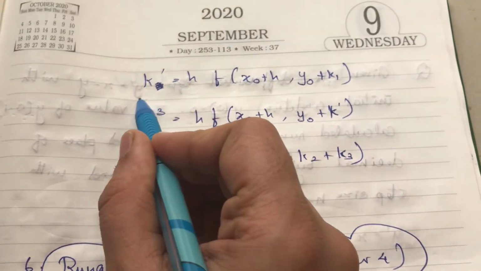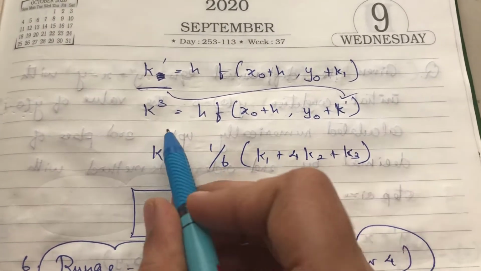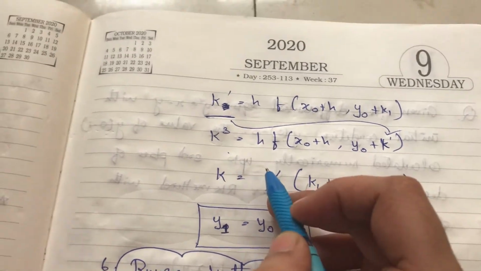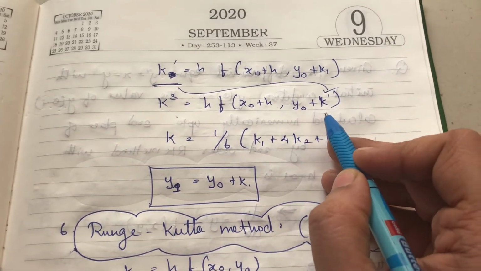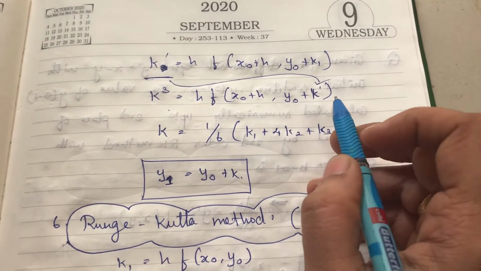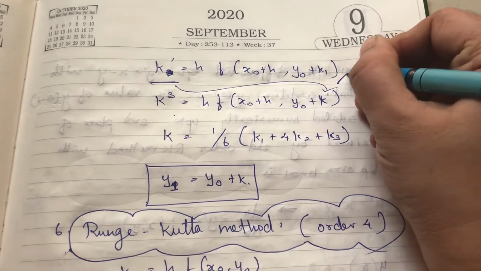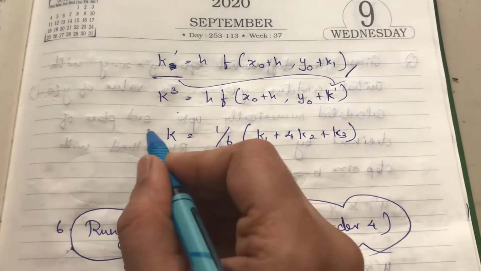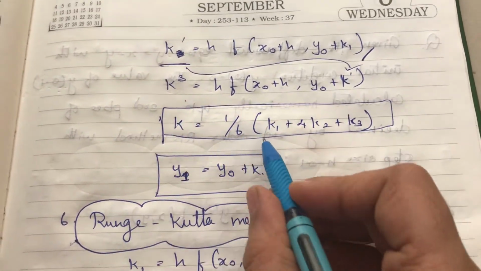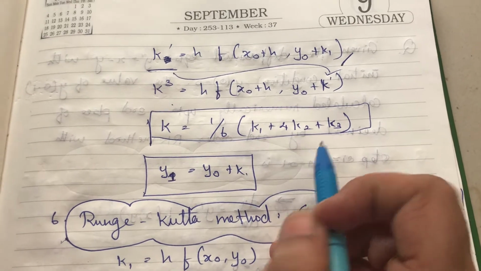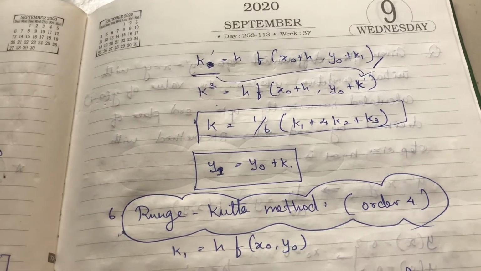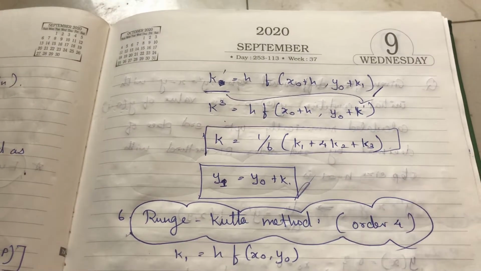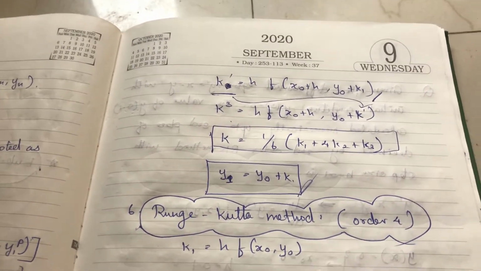And why we need k dash: we need to substitute this k dash in k3. So k3 is equal to h into f of function, x naught plus h, comma y naught plus k dash. So we need to find this k dash here by using this formula. And the last one, k is 1 by 6 of k1 plus 4 times k2 plus k3. So this is the answer. And then the last one, y1 we can easily find by using this formula, y naught plus k.